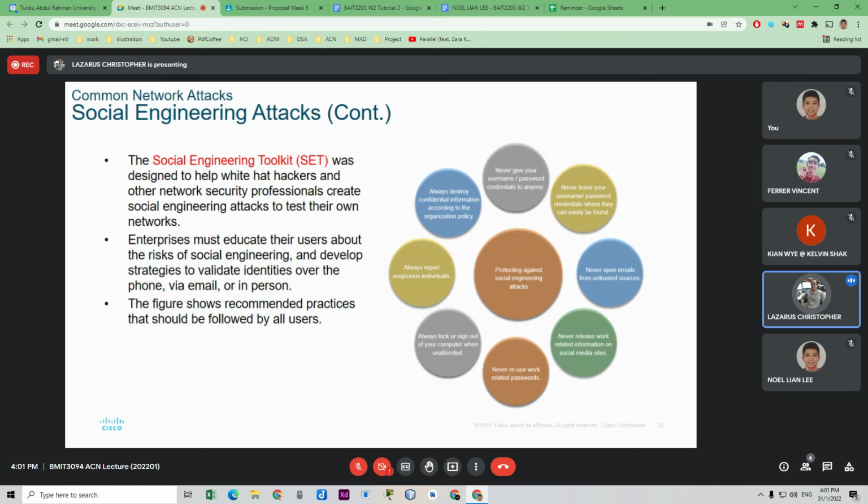So how do we mitigate against this? Organizations must educate their users about the risk of social engineering and develop strategies to be able to validate identities over the phone, via email, or in person.